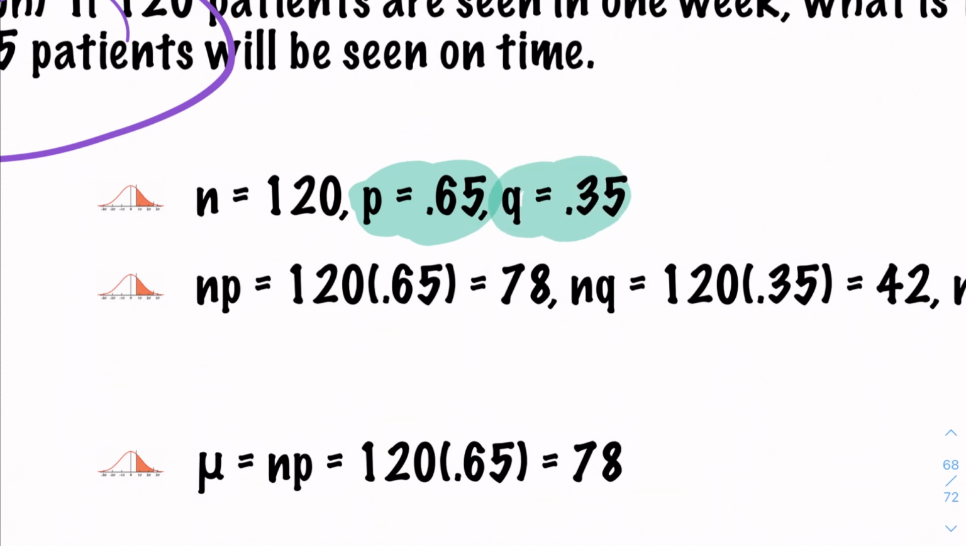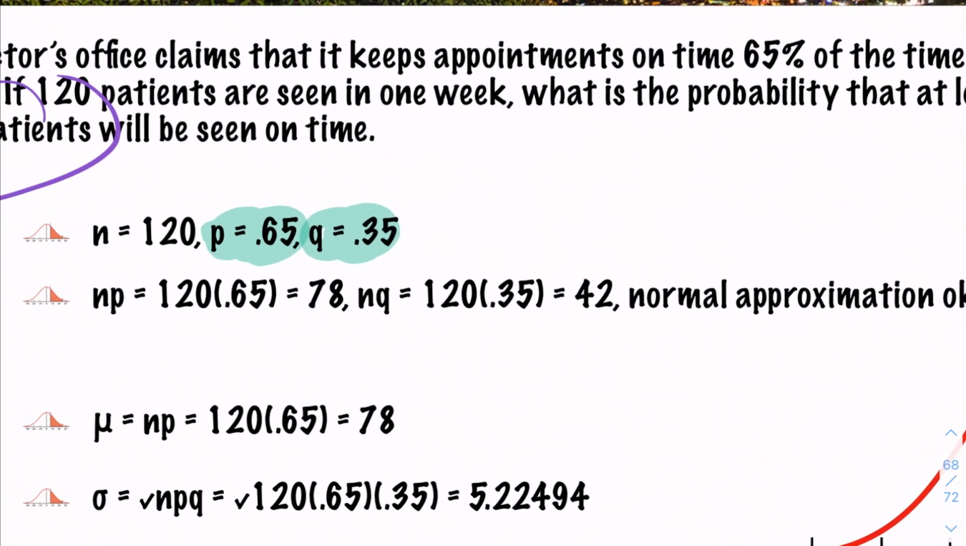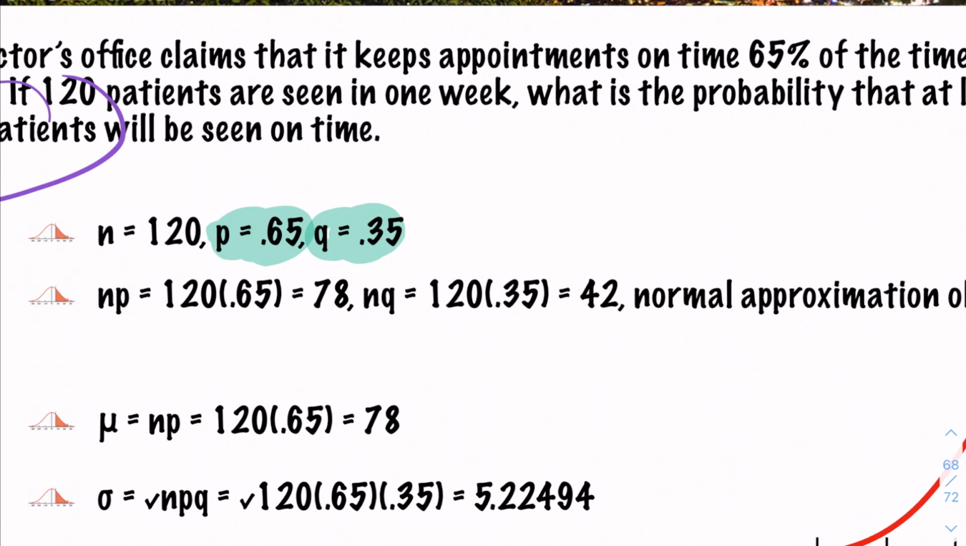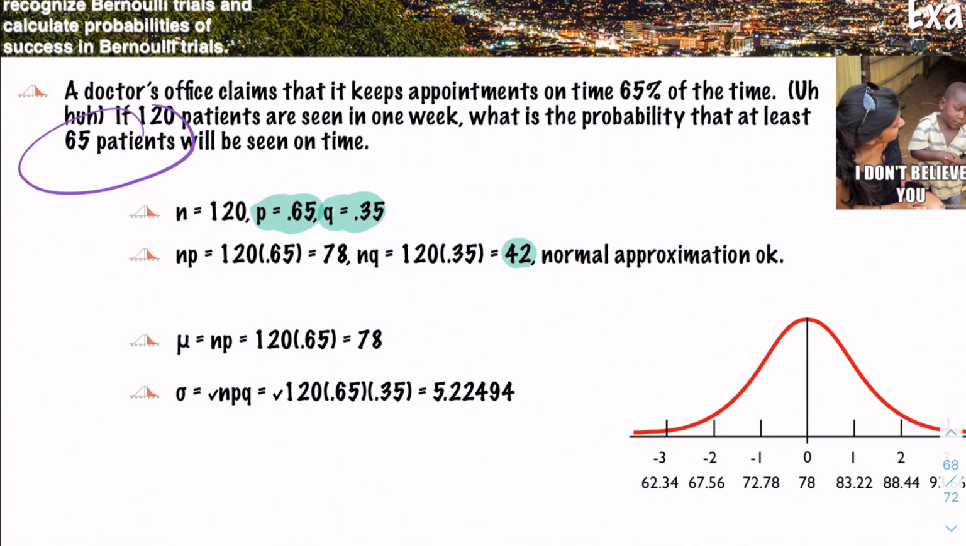Of course, we're going to check N times P, where expected value is 78. N times Q, which is 120 times 0.35, is 42. So a normal approximation is appropriate. With our mean being 78, that's pretty nice that it's right there. And our standard deviation is the square root of N times P times Q, or the square root of 120 times 0.65 times 0.35, which is 5.22494.